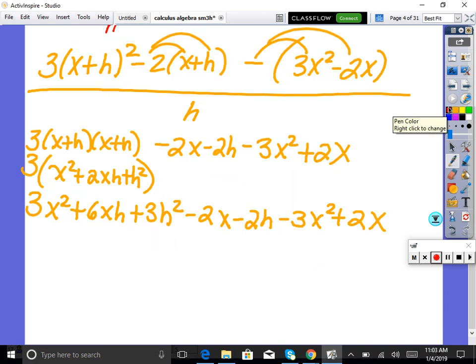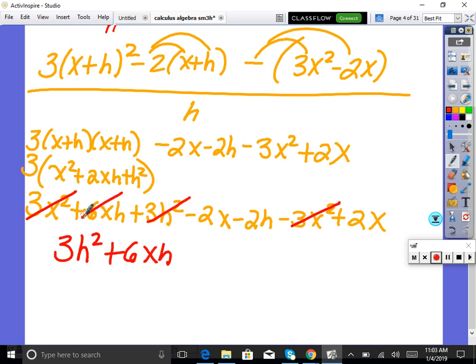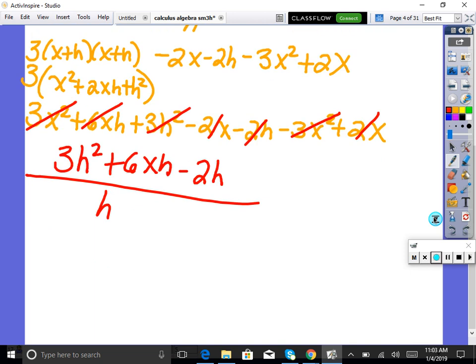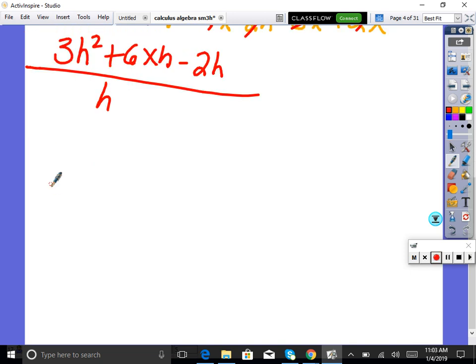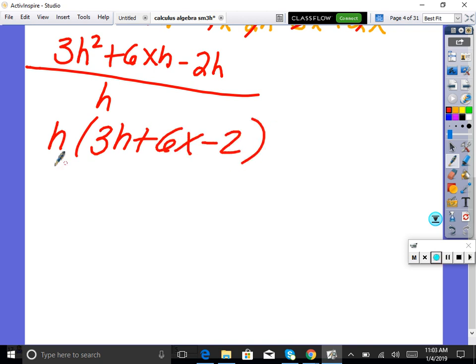When you combine like terms, what do you get on top? You said, what, sorry, say again? 3h squared plus 6xh, sorry, minus 2h, because these canceled out. That's all over h. Then on top, we can just factor out an h. And then we're there. Okay, awesome. Most of you were able to get it right, guys. Okay, good job. Way to go.